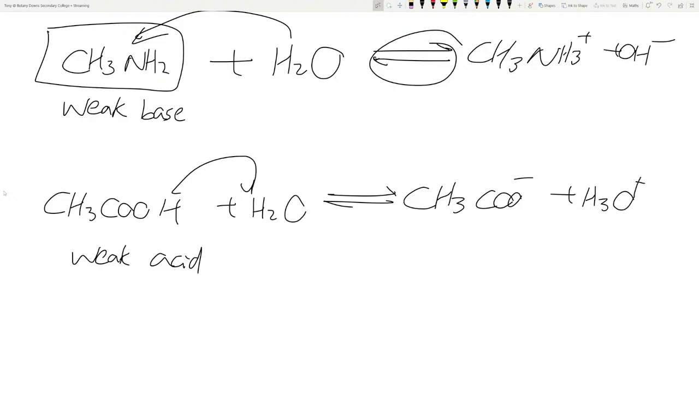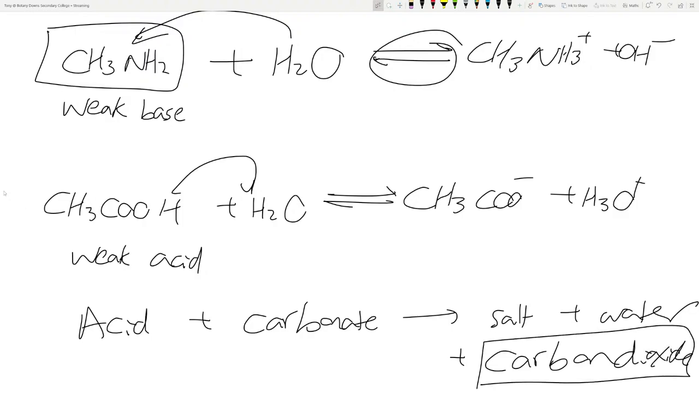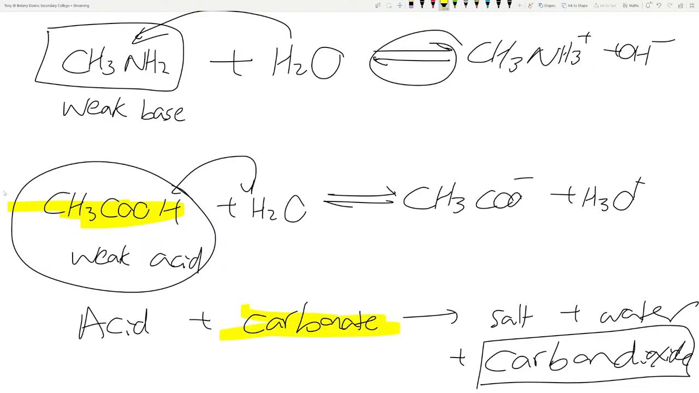Now one thing that you need to remember is that acid plus carbonate gives you salt and water, and the most important one that we need to see for observation is carbon dioxide. Carbon dioxide, you see bubbles. So if you have a carboxylic acid that you want to distinguish, you put it with a carbonate, you see carbon dioxide gas, you see bubbles.